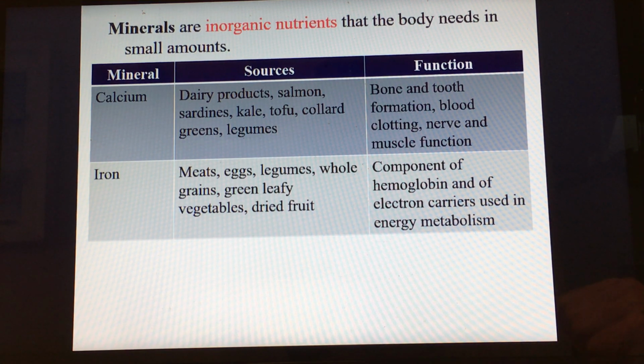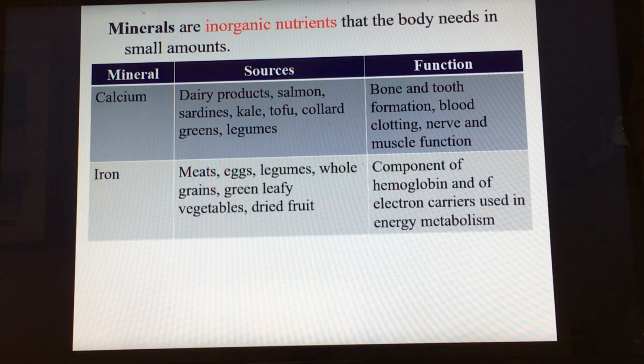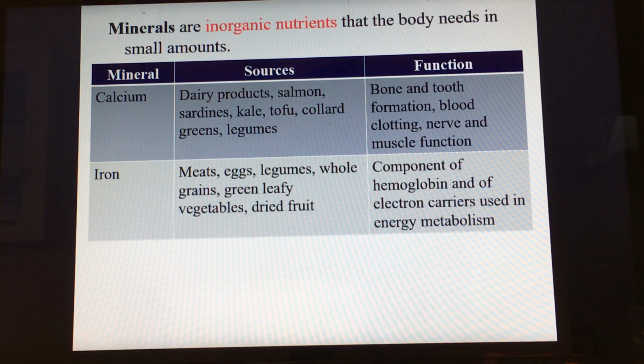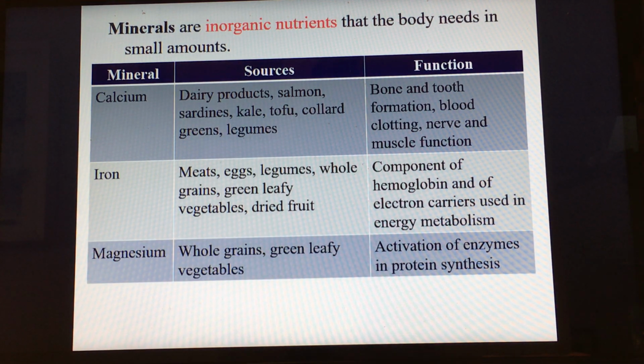Now, an interesting thing about calcium and iron, we need them both, but we cannot take calcium and iron supplements at the same time because they compete with each other. So you're supposed to take calcium supplements with maybe your morning meal, and if you need iron supplements, which is very common, especially for women, you need to take them at a different meal than you're taking your calcium supplements because they do interfere with each other and compete. Magnesium is found in whole grains and leafy green vegetables, and it's important for activation of enzymes and protein synthesis.